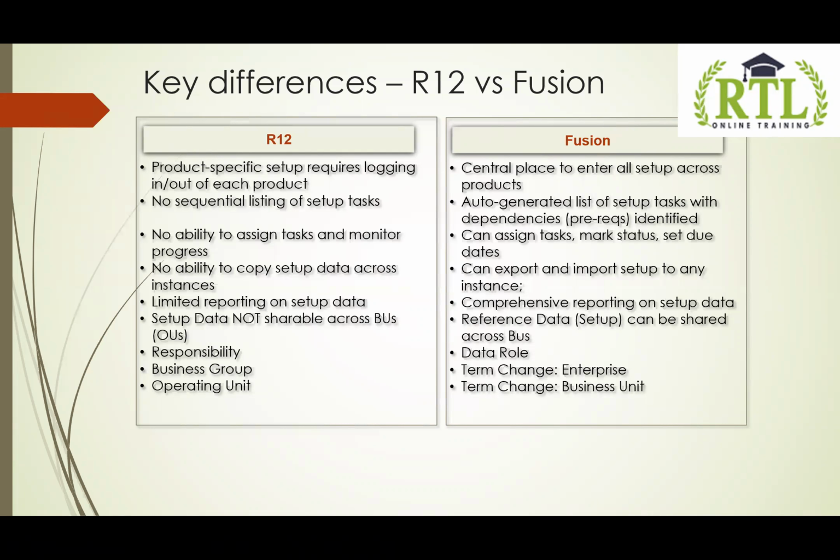And limited reporting on setup data. In EBS, if you want a report on setups, there will be very limited reports, whereas in Fusion, you are going to get a very comprehensive report on all setup data. Each and every setup will be included in the report, so that you can do a comparison with your MC50, to check whether the data as per MC50 has been configured or not. So that is the reporting side on the setups.